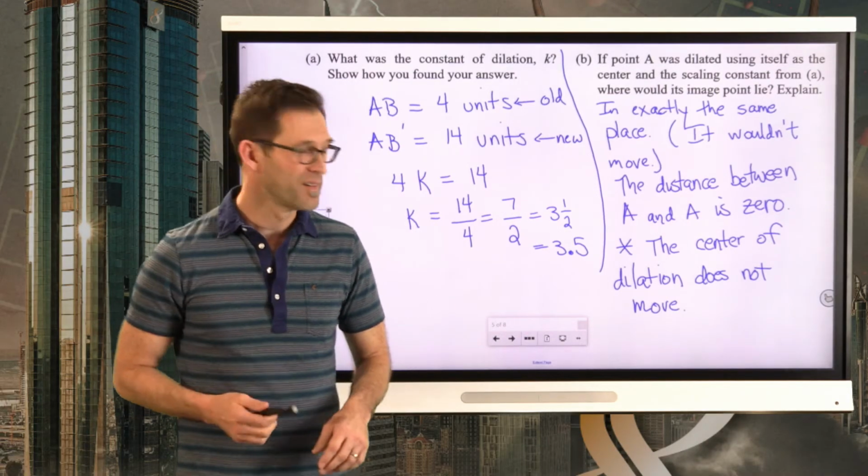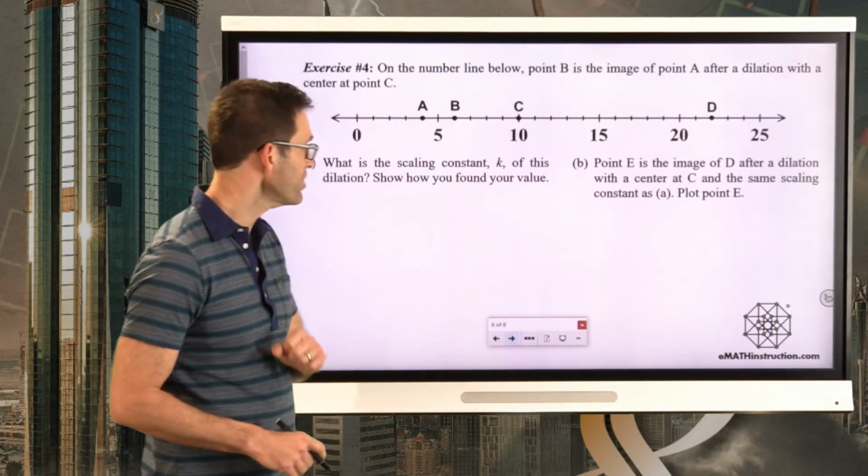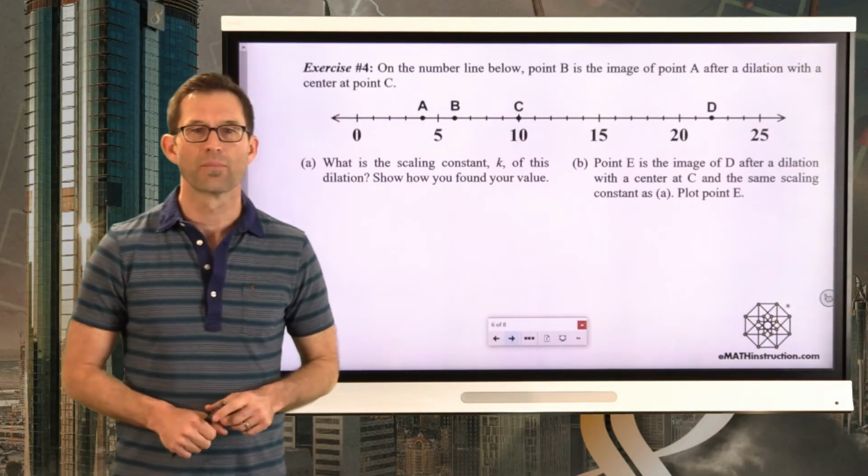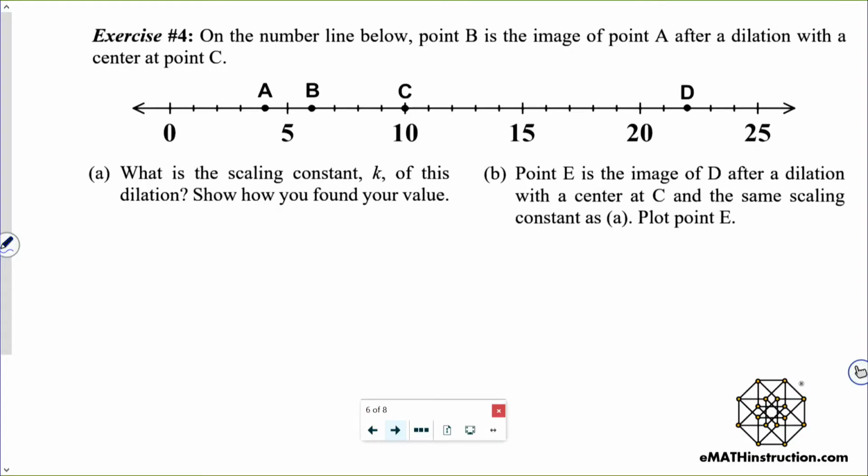All right, let's take a look at another problem. Here we go. Exercise number 4. On the number line below, point B is the image of point A after a dilation with a center at point C. Whew. Letter A. What is the scaling constant K of this dilation? Show how you found your answer.